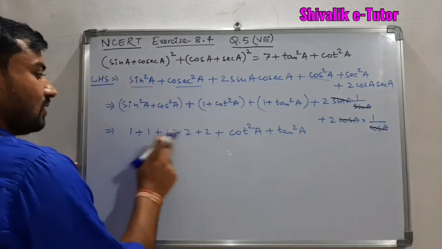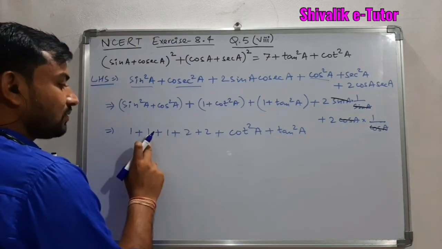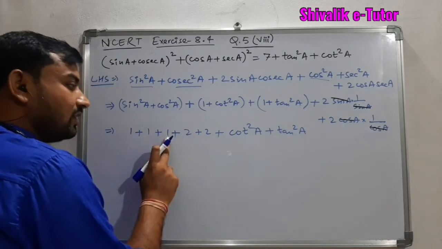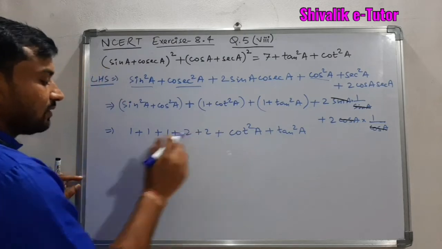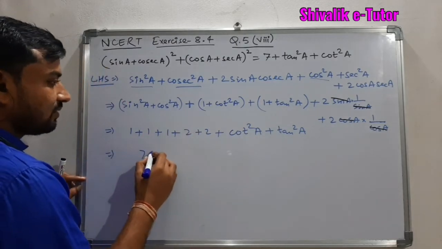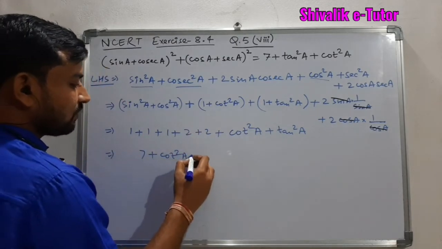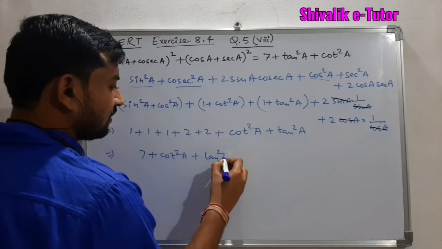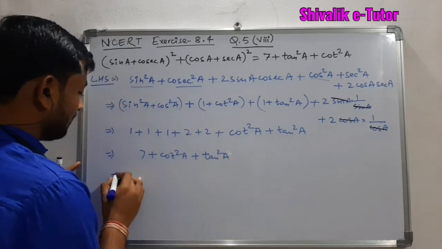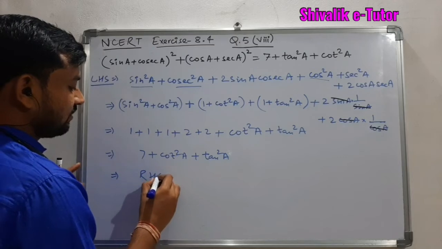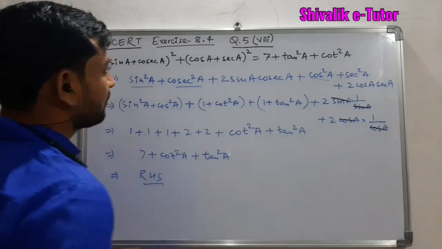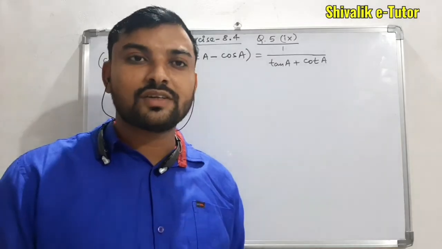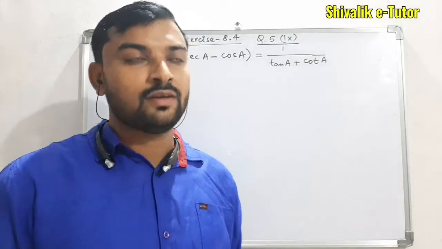This is the result. Now add all this: 1 plus 1 is 2, plus 1 is 3, plus 2 is 5, and 7. So when we add all this we are getting 7 plus cot square A plus tan square A. This is our RHS. So this is how we prove this identity. This video is related to the trigonometric identity.